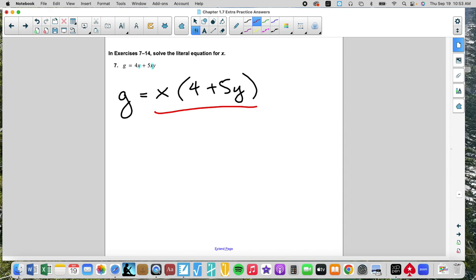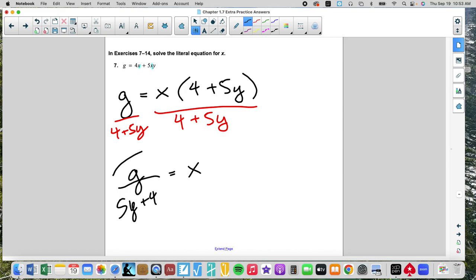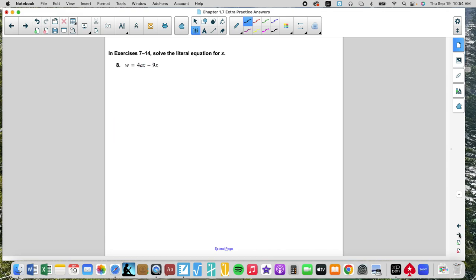And now I've got my variable x. It's being multiplied by 4 plus 5y. And we're going to divide both sides by 4 plus 5y. That leaves me with g over, I'm going to write 5y plus 4 because standard form is the proper way. Variables come before constants, and that would be the correct answer.